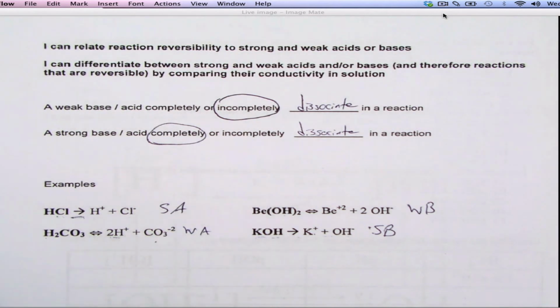And that's all you need to know. All right, so make sure you know how to distinguish between weak acids, weak bases, strong acids, strong bases.